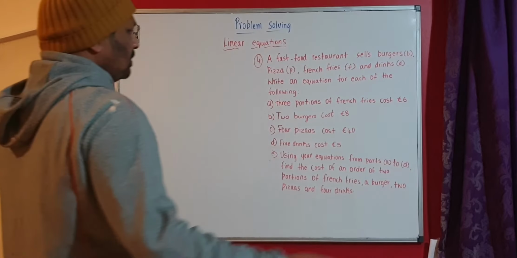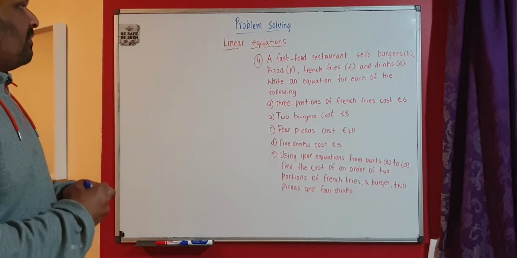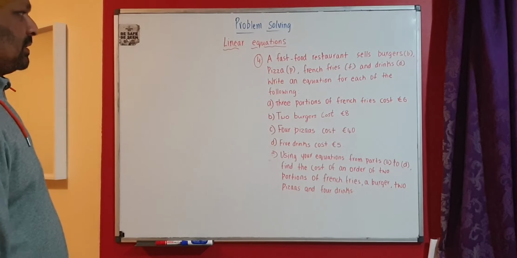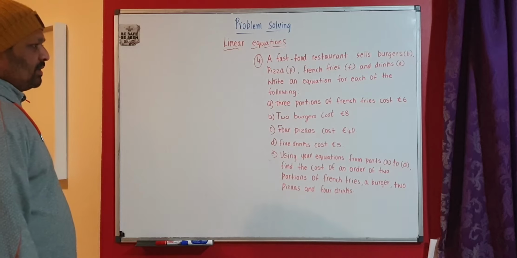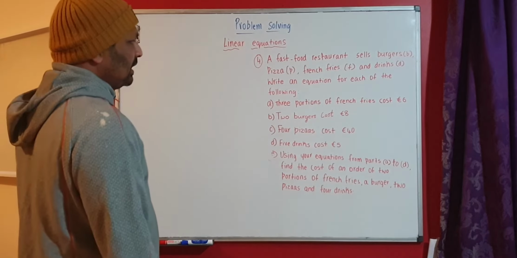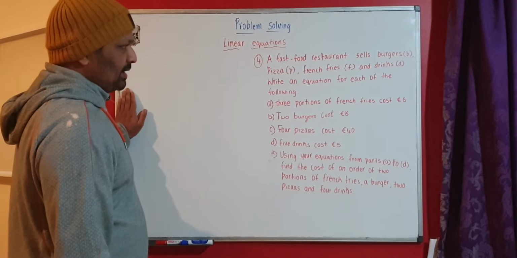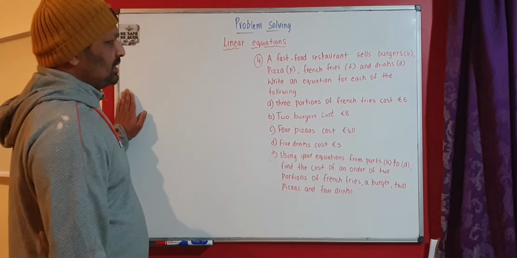The fourth one is a word problem, and we'll see how we should solve it. A fast food restaurant sells burgers, pizzas, french fries, and drinks. Write an equation for each of the following. There's a restaurant which is selling different fast food items, and the menu has burgers, pizza, french fries, drinks.